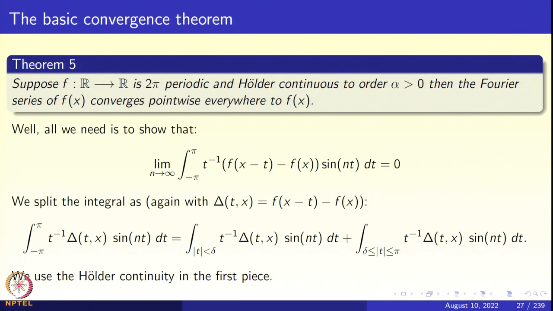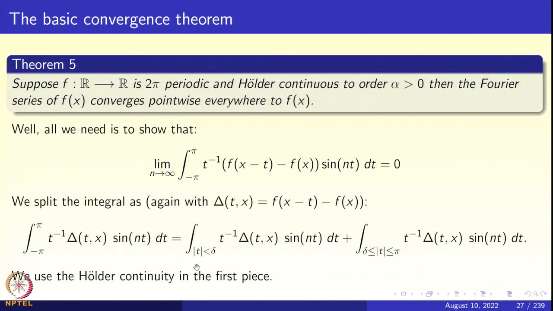So as I explained before, what is needed is to prove that the limit as n tends to infinity of the integral from minus pi to pi of 1 upon t times f of x minus t minus f of x, that is your capital delta xt, times sin nt dt should be 0. Well, now it's very clear how to proceed. We should split the integral from minus pi to pi into two parts, an integral from minus delta to delta and the integral of the complementary part. So mod t less than delta, mod t greater than or equal to delta. So that's how I split the integral into a sum of two integrals.